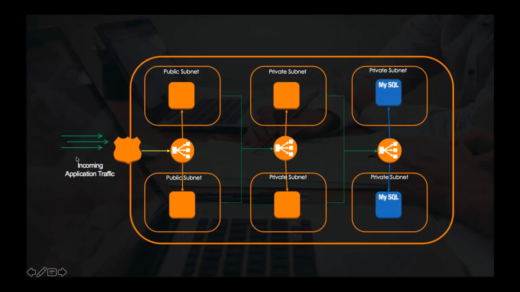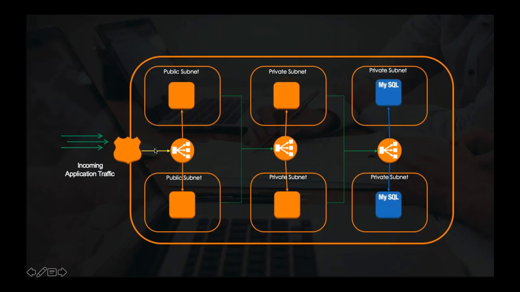So let's say there is one user who is trying to hit your domain. The domain gets data from the load balancer. The load balancer will fetch the data from the EC2 machine. The data is then sent back to the load balancer and via that to the browser. All right, this communication is done.